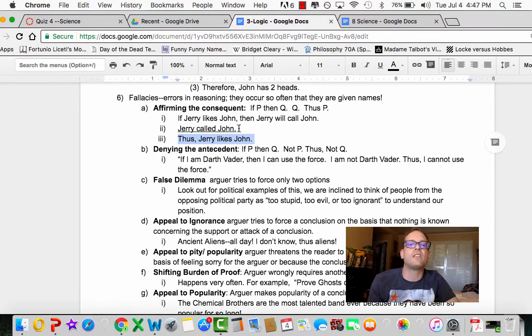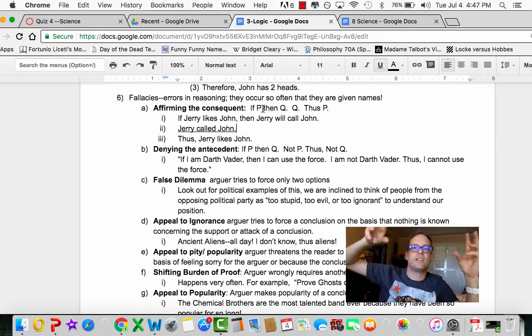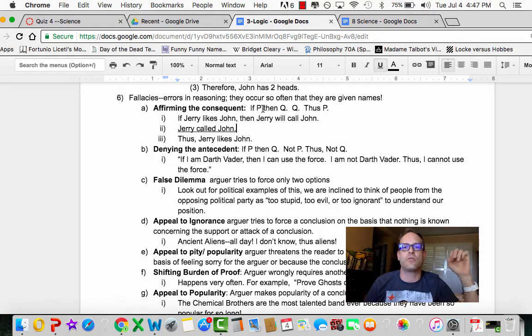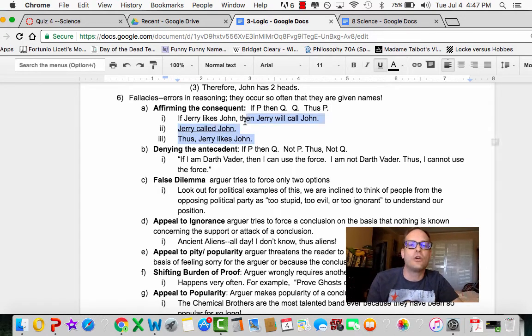And so affirming the consequent is when people take an argument that has a conditional in it, P implies Q, and they take the second part of the conditional and they say, okay, that part's true, so the first part of the conditional must be true. But that's not correct, right? So this is a formal fallacy. Look out for any fallacy that looks like that in the exam.